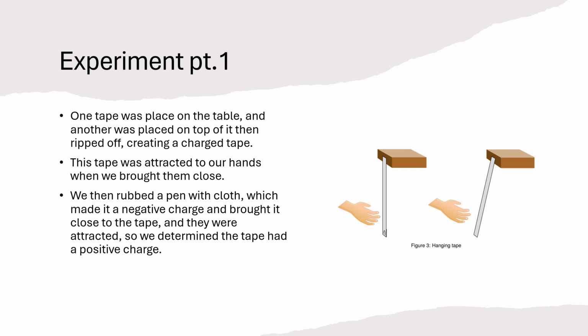For the first part of our experiment, we placed one tape on the table, and then another tape was placed on top of it, and we ripped it off, creating a charged tape on the one we ripped off. This tape was attracted to our hands when we brought them close, so we knew it was charged. We then rubbed a pen with cloth, which made it negatively charged, and brought it close to the tape, observing whether the pen attracted or repelled the tape. It attracted, so we determined that the tape had a positive charge because we knew the pen was negatively charged.